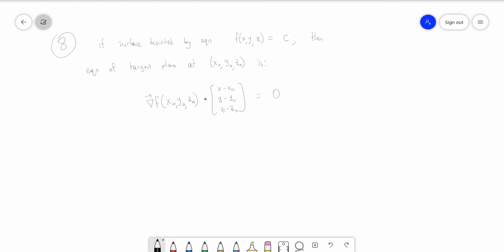Now, if I write this out explicitly, remember the gradient is the vector of the partial derivatives of f. So if you do the dot product, you have the partial of f with respect to x, evaluated at your point, times x minus x naught, and then the same thing with respect to y, times y minus y naught, plus the partial with respect to z, times z minus z naught equals 0. So you could write it out more explicitly like this.